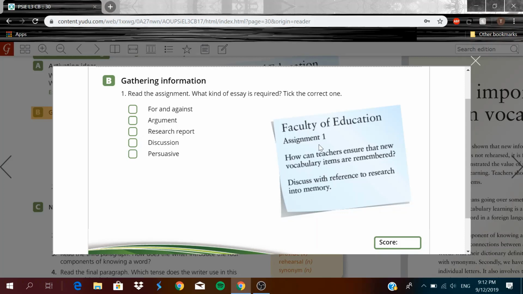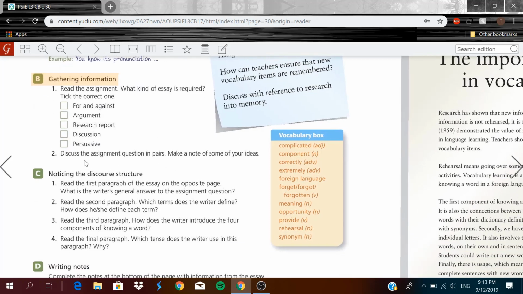Okay, so based on the essay that we should, or the assignment given, I think that this is going to be an argument essay, right? Because how can teachers ensure that new vocab items are remembered? You're going to discuss with reference to research into memory, okay? So I'd say this is an argument essay, right? What else do we have? Here we have discuss the assignment question in pairs. Make a note of some of your ideas. Okay. So this is going to be based on me. You should make your own notes of your own ideas.